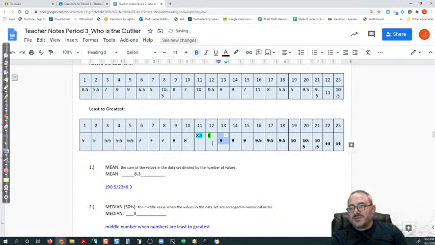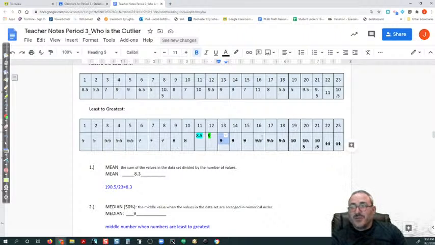Remember what we do when we have 2 numbers in the middle? We add them up and divide by 2, right? So we add 8.5 with 9. And, oh, wait, did I goof this? Let me see. 20. Yes, I did goof this. How did I goof this?